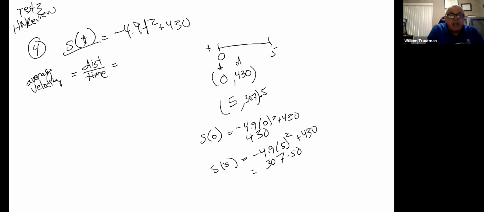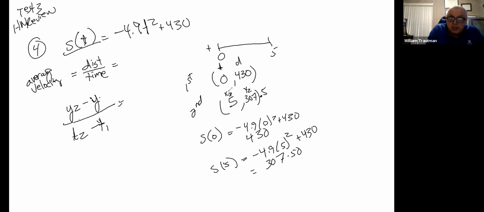Okay, so find the average velocity. The average velocity is the change in distance divided by the change in time. In other words, y2 minus y1 divided by time 2 minus time 1. Let's call this the first point and this the second point. So this is y2, this is x2, and this is x1 and this is y1.